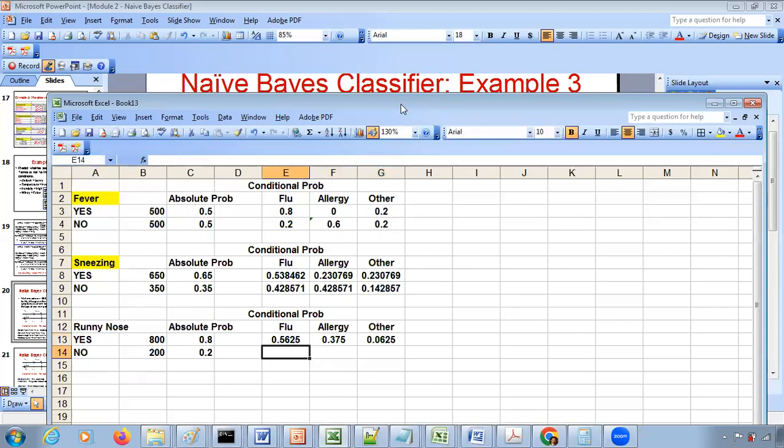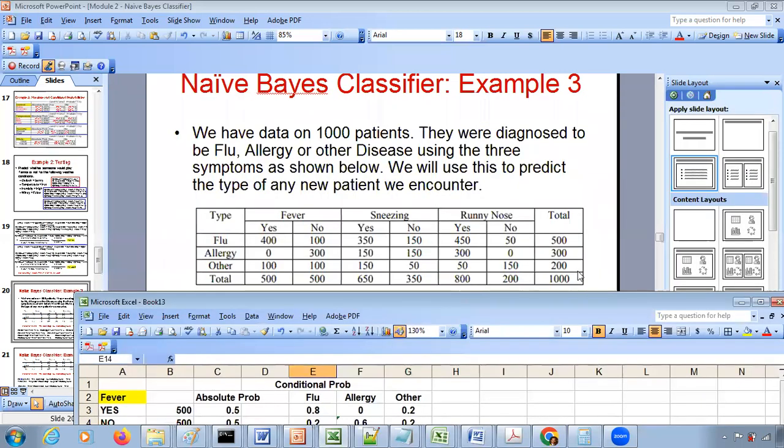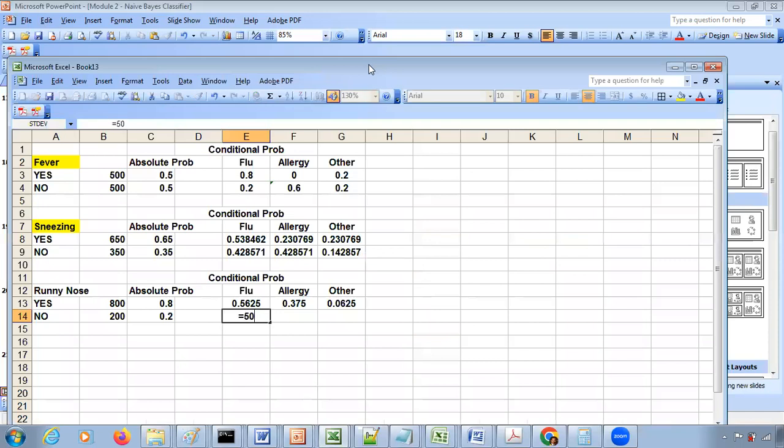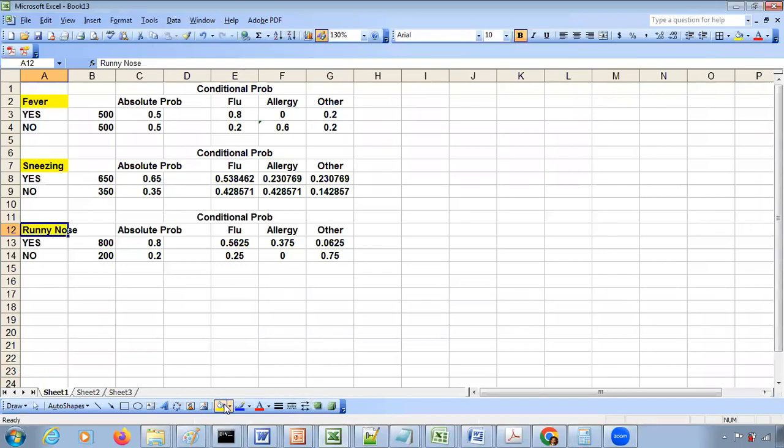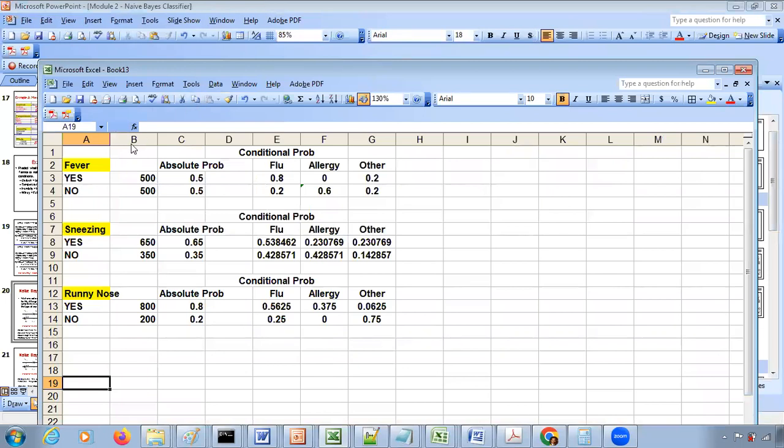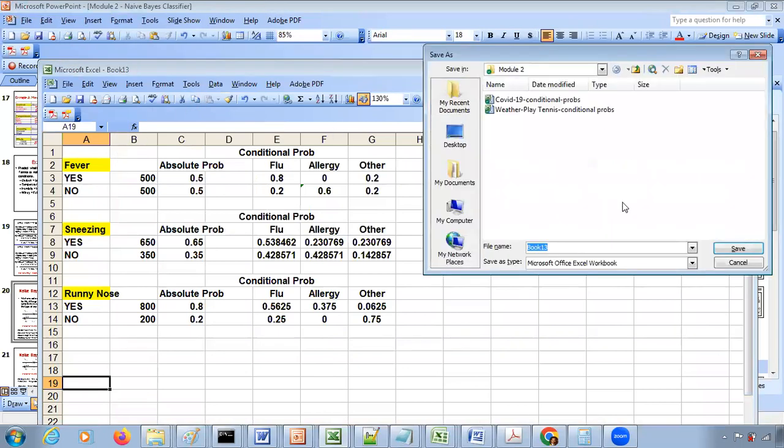Then out of the 200 who had overall runny nose as no, 50 reported flu and 0 reported allergy. So it's going to be 0 over 200, and 150 reported other diseases out of the 200. So this is a conditional probability table for the runny nose feature. So now we can do a test case. So let me save this.